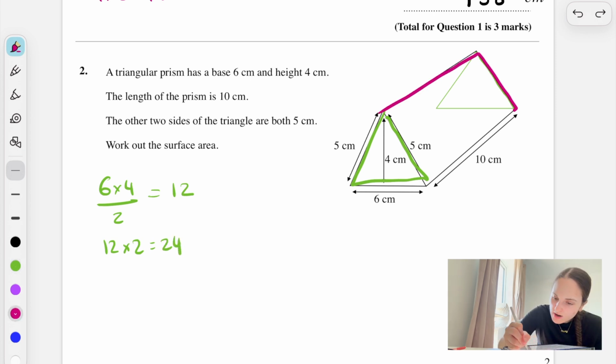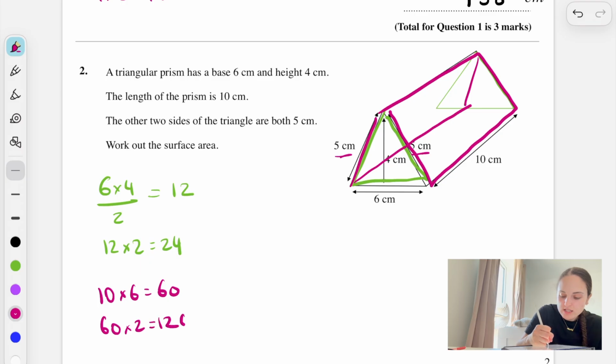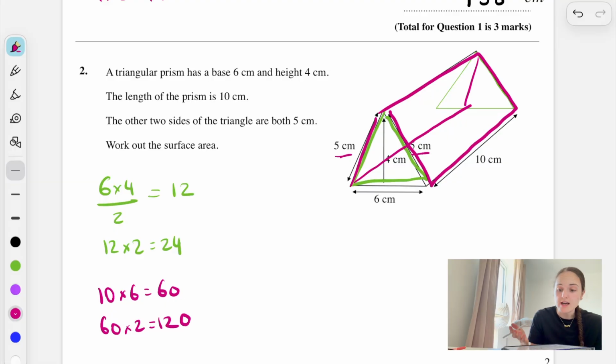I've also got 2 rectangles either side, and because these sides here are both 5 centimeters, they're both going to be the same. So I have this rectangle and I have a rectangle on the other side. So to work out the area of those, I'm going to do 10 times 6. So 10 times 6 is equal to 60, and then I'm going to do 60 times by 2, which is 120. This is just a note to say that that was a mistake. That was in fact supposed to be a 10 by 5 rectangle. 10 times 5 is 50, so that should have been the answer there. So just ignore that and kind of go with it. So that's the area of those 2 rectangles.